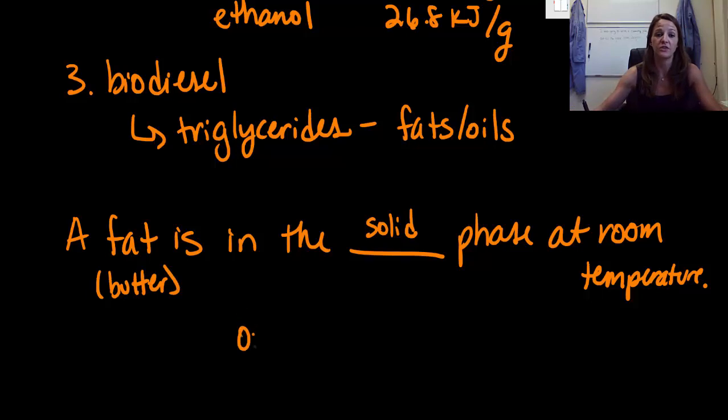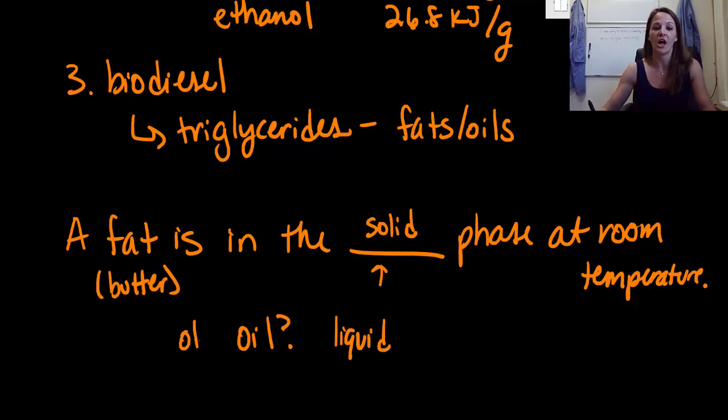All right, what if I'd asked you about an oil? What phase is oil in at room temperature? Go. All right, did we get an answer? Hopefully we did, and this hopefully was obvious. So if a fat is a solid, an oil is definitely going to be a liquid. Best example of oil would be olive oil. We use this when we're cooking. We use vegetable oil. It's a liquid at room temperature, so that's the difference.